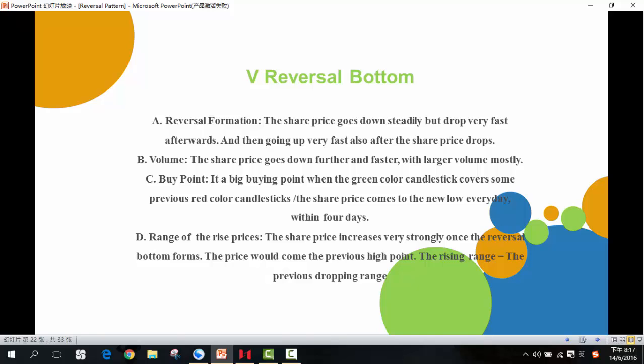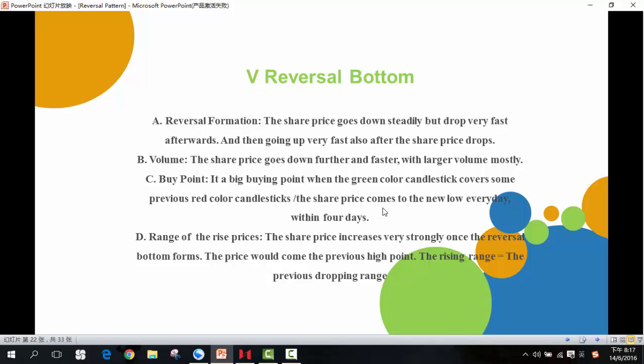What's the V reversal pattern? Reversal formation. The share price goes down steadily, then drops very fast afterwards, and then goes up very fast also after the share price drops. So the share price goes down further and faster, mostly with larger volume. Buy point: it is a big buy point when the green candlestick covers some previous red candlesticks.